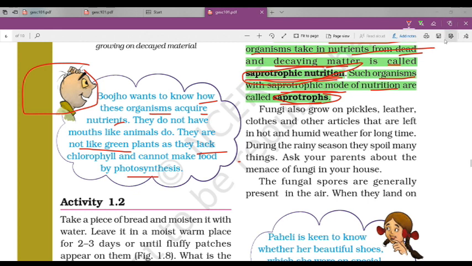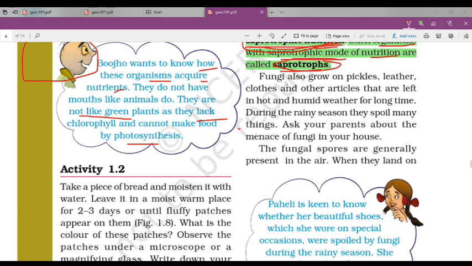Now, fungi also grow on pickles, leather, cloth, and other articles that are left in hot and humid weather for a long time. Leather is an animal product, pickles are a plant product, and clothes, especially cotton clothes, are also a plant product. So these fungi grow only on dead and decaying animal and plant products.